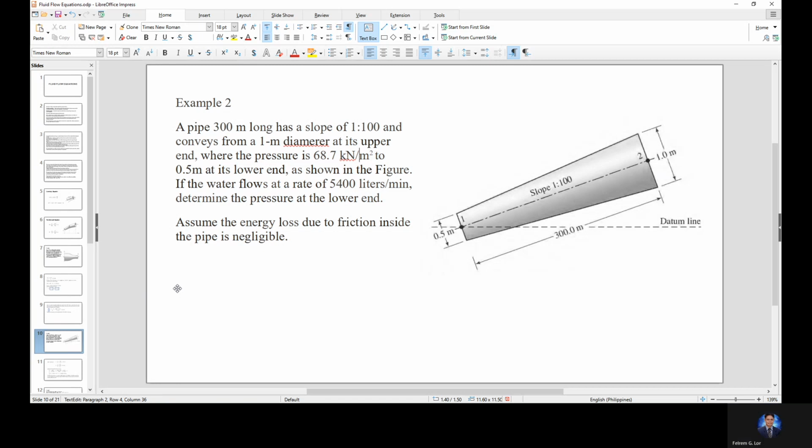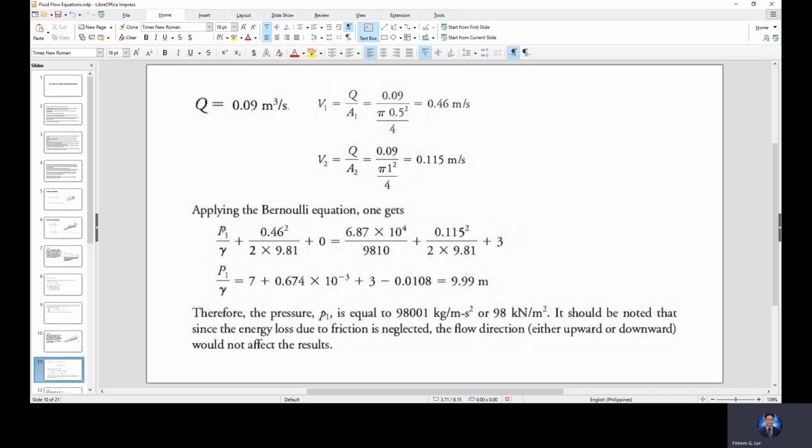So we need to determine the pressure at point 1. We don't know the pressure head, or the pressure, at point 1. The pressure at point 2 is given as 68.7 kilopascal, so this is the pressure head. This is the velocity head, 0.115 squared over 2g. Then this is the elevation head at point 2, which is 3 meters. So the only unknown in the equation is P1.